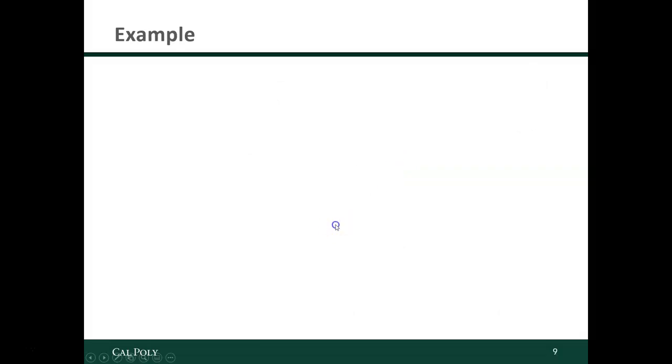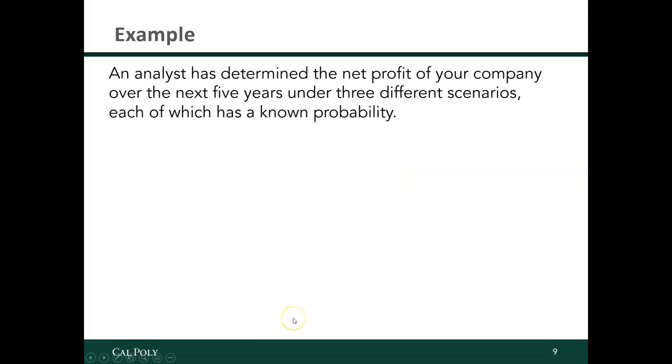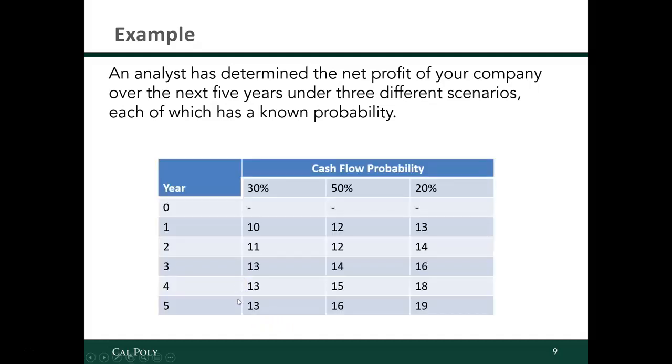Let's do an example. An analyst has determined the net profit of your company over the next 5 years under 3 different scenarios, each of which has a known probability. Where do these probabilities come from? We're not studying that. That's a more complicated topic, so assume that you know those probabilities. And here are those cash flow probabilities for your company.